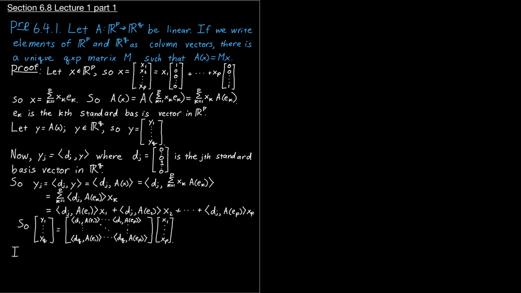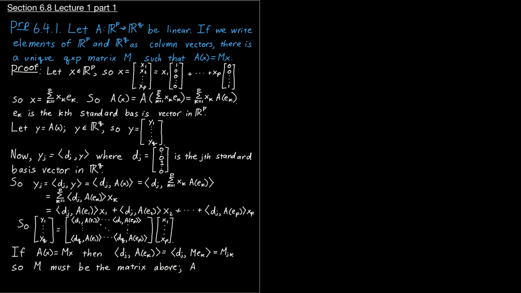Uniqueness is pretty quick. If A of X equals MX, then the inner product of DJ with A of EK, that's the inner product of DJ with M times EK, is going to be the jkth component of M. So M must be the matrix above. So A has indeed a unique matrix.